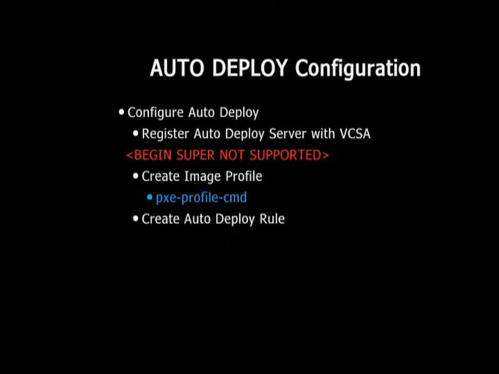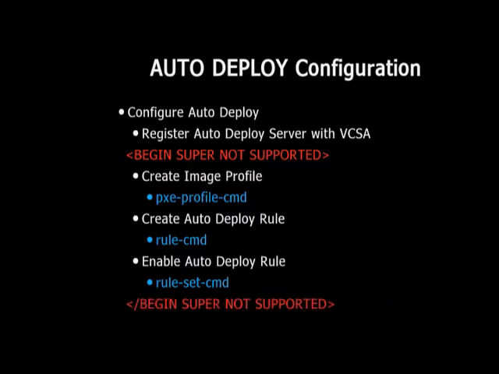To create the Auto Deploy rule, there's a nice little command called rule-command. And we'll be using this to create our Auto Deploy rule to bind to a specific rule set, whether it's a vendor, MAC address, or IP range. And then lastly, we need to take those rules and enable the rules themselves. So there's a utility called rule-set-command. And we'll go into a little bit more detail on how these commands actually work.